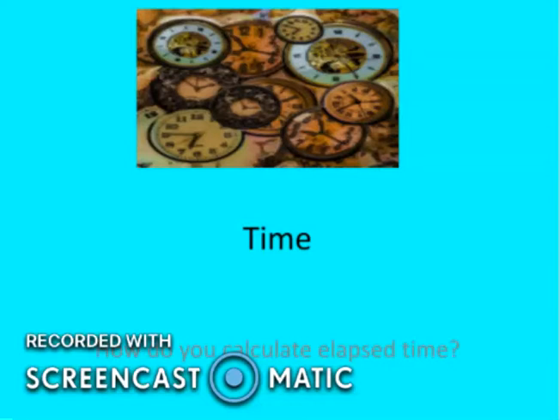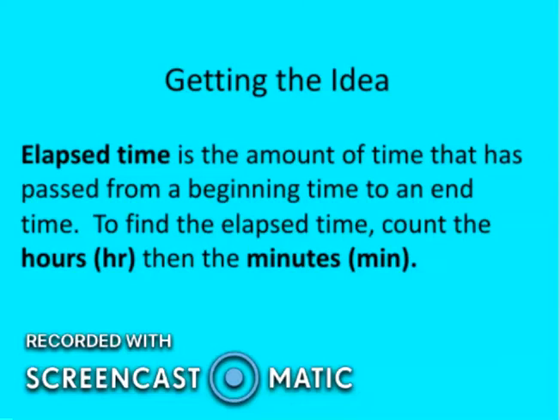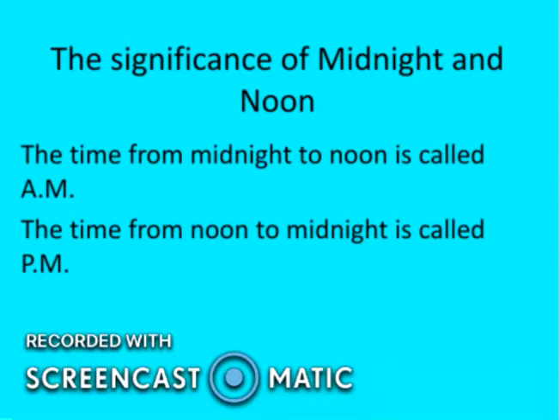So today we're going to be thinking about elapsed time, and we know that elapsed time is the amount of time that has passed from the beginning time to an end time. And to find the elapsed time, we're going to count the hours and then the minutes. So we want to do the hours first, get rid of those bigger ones first, and then count the minutes. And elapsed time means what happened in between, what time was spent in between the beginning time and the end time.